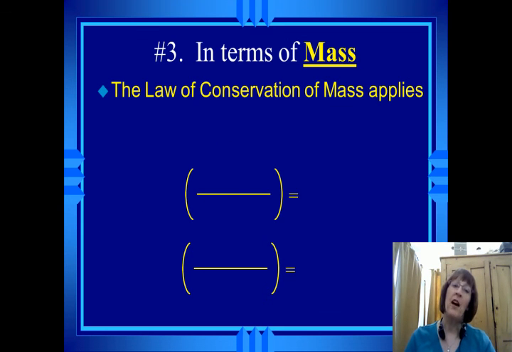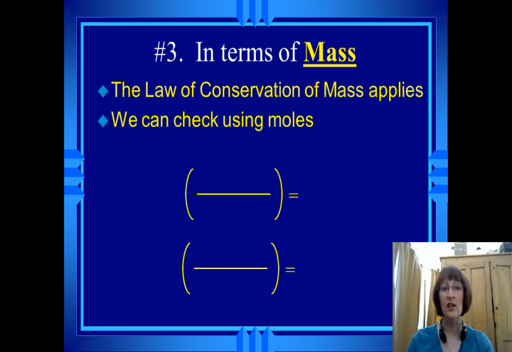Okay, now the law of conservation applies always, always, always. So we can think about this balanced equation in terms of particles, in terms of moles, and also in terms of mass. Now, it doesn't have the mass listed in the balanced equation, but you know how to convert moles to grams, so you can do that easily. So the law of conservation is going to apply here. We can check it using the moles.